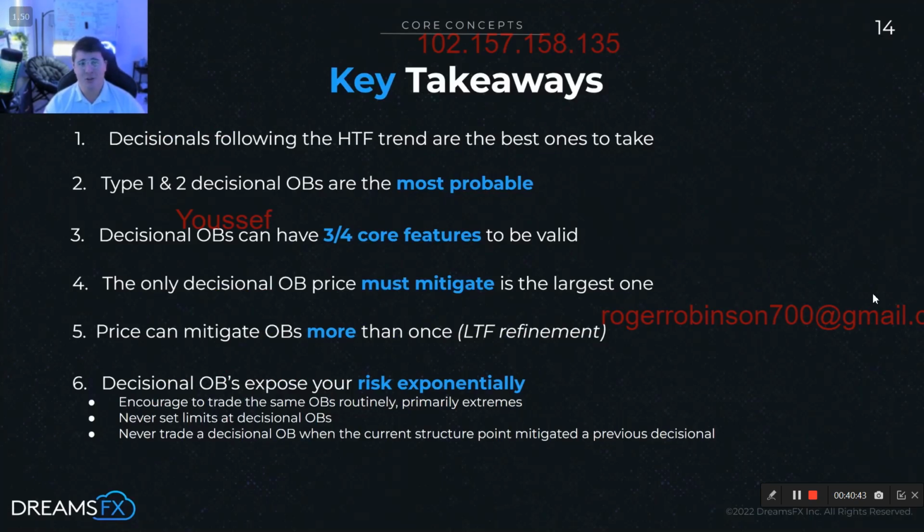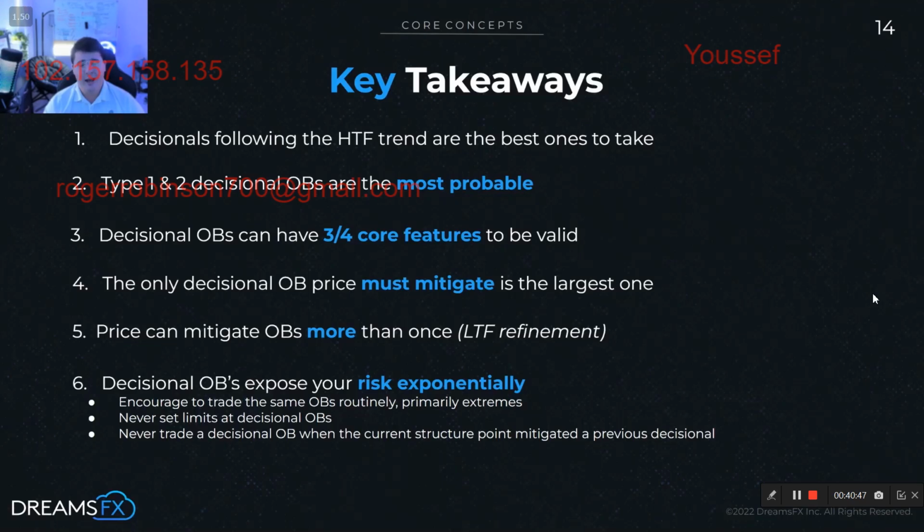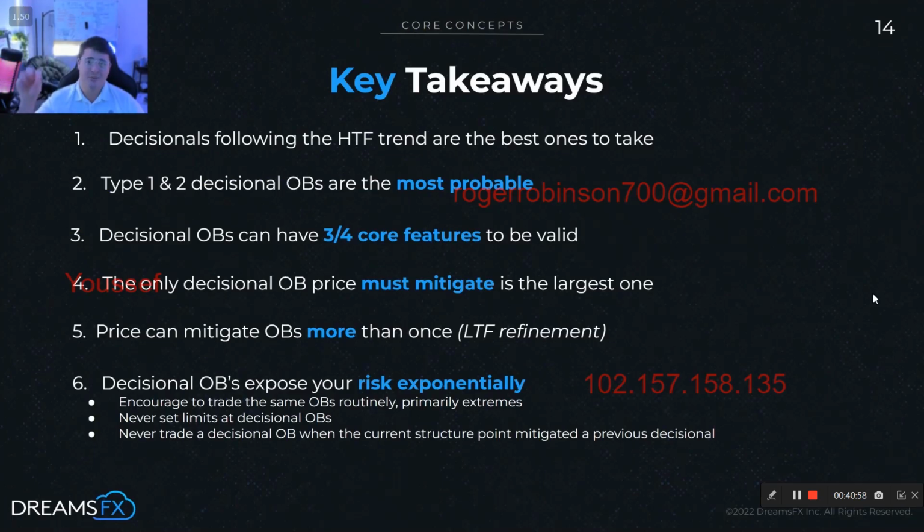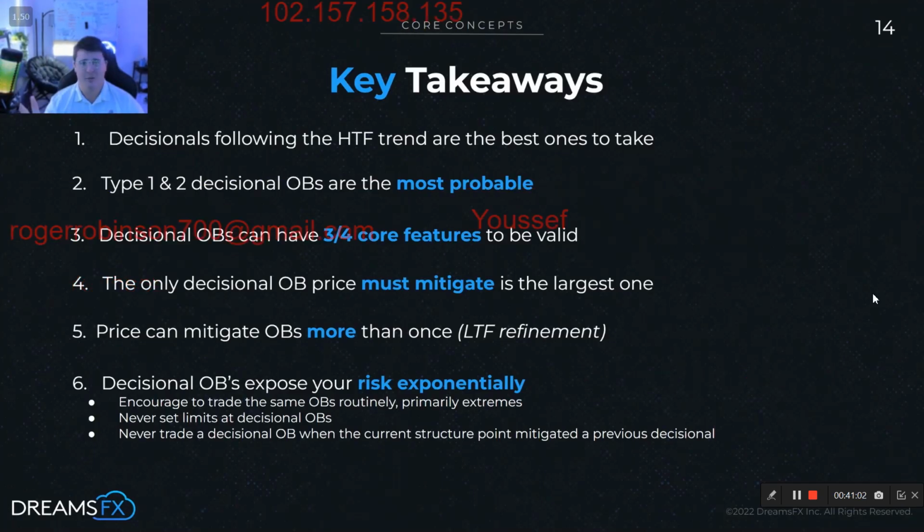The next step that you need to make sure of is, before you say, oh, the decisional is the be all end all, look at that higher low and look to the left to see what it mitigated. If it reacted from a previous decisional and went higher, never take a new decisional where the structure point of the current range mitigated a previous decisional. And I'm using my hands like I'm doing sign language. That will be something I'll be covering later on.